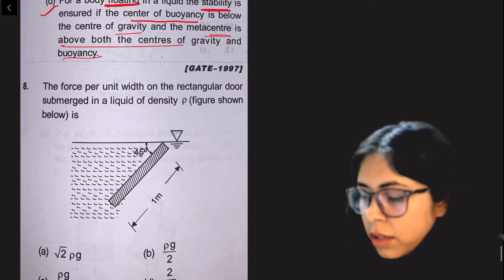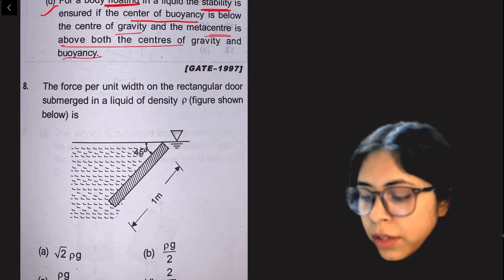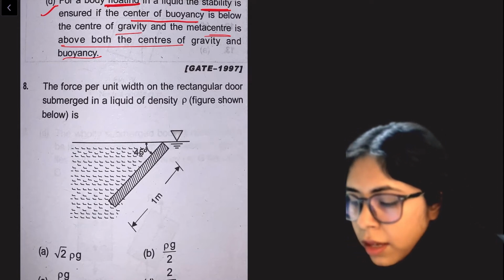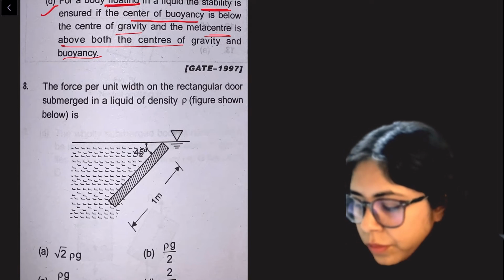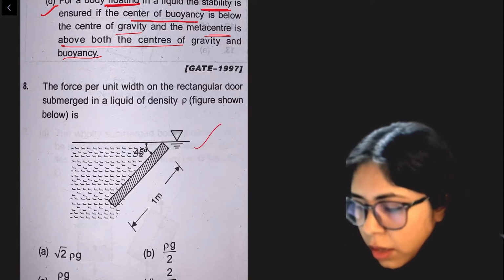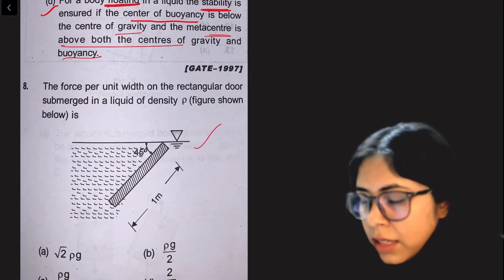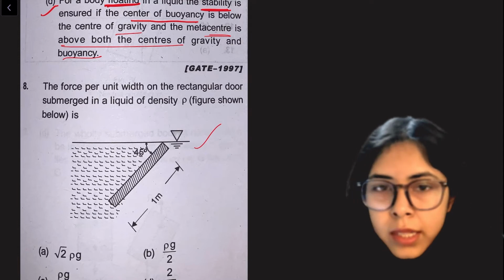Okay, let's see question number 8. The force per unit width on the rectangular door submerged in a liquid of density rho, as in the figure shown below. This is a rectangular door submerged in a liquid of density rho. I have to calculate the force.